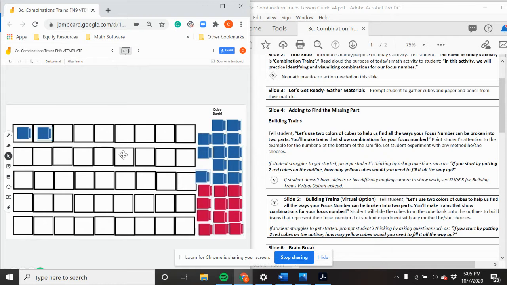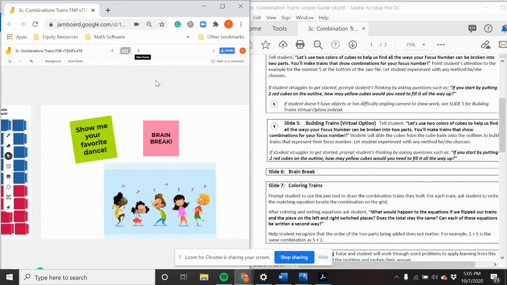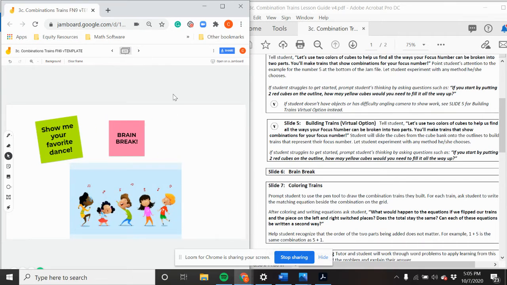So for example, in this activity, the student could drag and drop their cubes, making their focus number if they had difficulty using the physical cubes and the camera. Now let's go to slide 6. This is a brain break. This is something fun and silly to give your student a time to connect with you and also helps chunk the lesson. There will be a brain break in every lesson.